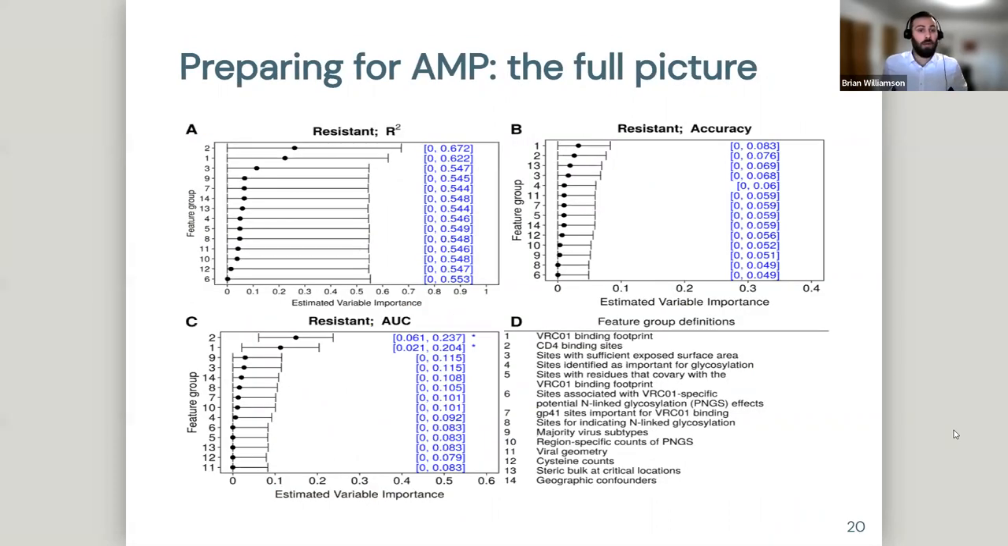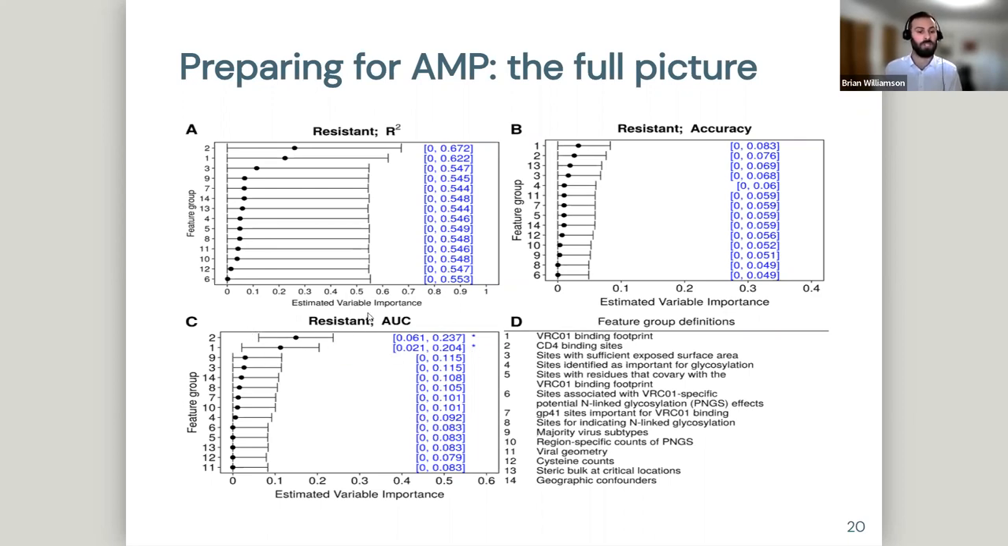And so now we can look at this full picture for the antibody-mediated prevention trials, where I'm including in these other two panels variable importance with respect to accuracy and variable importance with respect to AUC. And in all three cases, we're identifying these first two variable groups: the binding footprint where the antibody binds to the virus, and the CD4 binding sites where the virus binds to CD4 T cells. In all three cases, we're identifying those two as the most important.